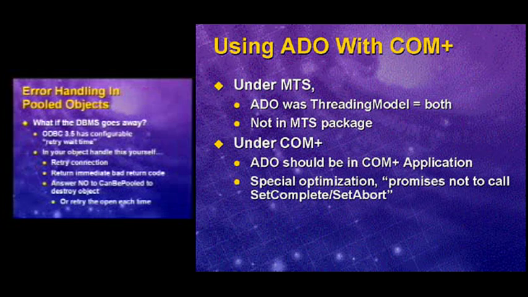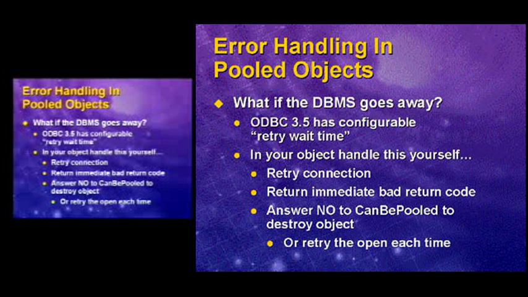Okay, one more slide about error handling in pooled objects. The ODBC and OLEDB connection pools handle the idea of errors very nicely. In fact, ODBC 3.5 even has a configurable retry wait timeout. That's what that retry wait timeout means if you've seen it in the box. What that means is if I somehow lose my connection, don't spin around in a circle trying to get the connection back again because it's probably possible that the database is down right now and you're not going to do anything but waste a whole bunch of cycles.